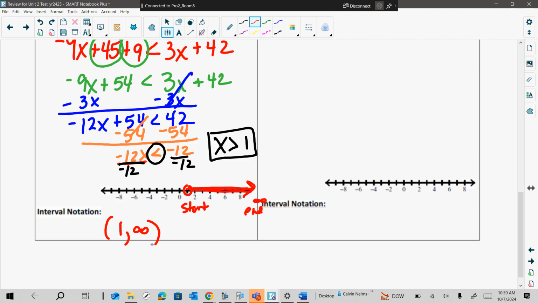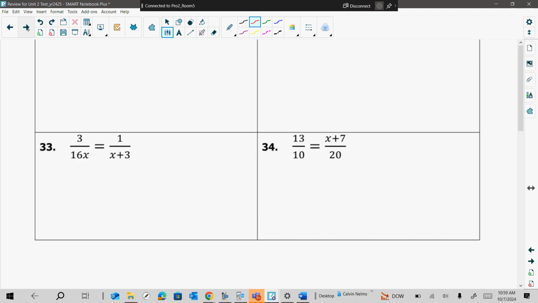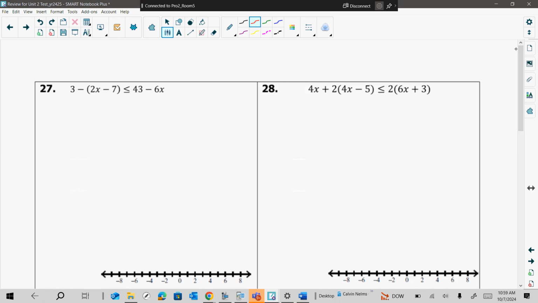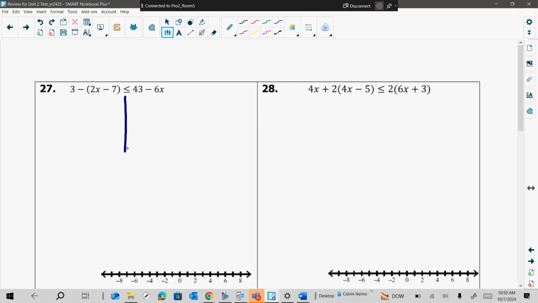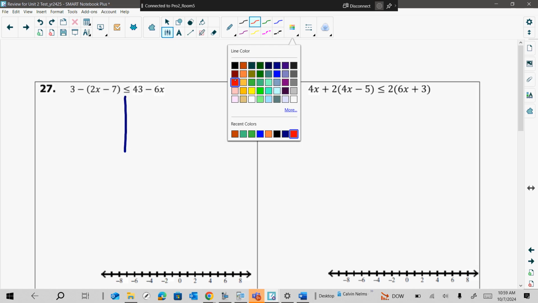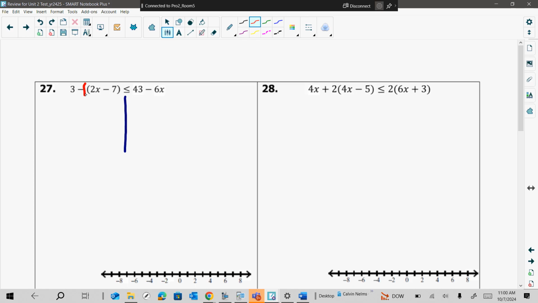All right. So last page, last section here. You have some more inequalities. Let's talk about 27 because I said you can get fraction or decimal answers. On 27, you need to recognize you're distributing the invisible 1, not the 3. So we're distributing the negative 1 here. This is 3 minus 2x, but then plus 7, is less than or equal to 43.6.